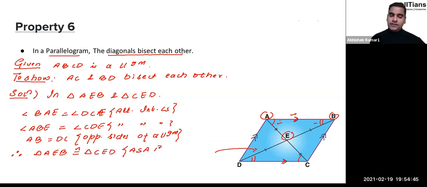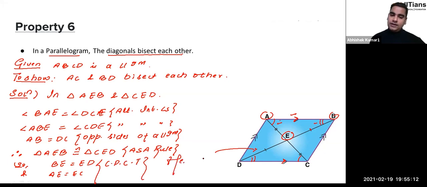Okay. And because these two triangles are congruent to each other by ASA rule, we can say that BE will be equal to ED. So you will have BE is equal to ED. And what else will you have? You will have AE is equal to EC. Okay. Right. And this proves our result by CPCT, hence proved. Okay. Because this shows that the diagonals are bisecting each other. That's it.